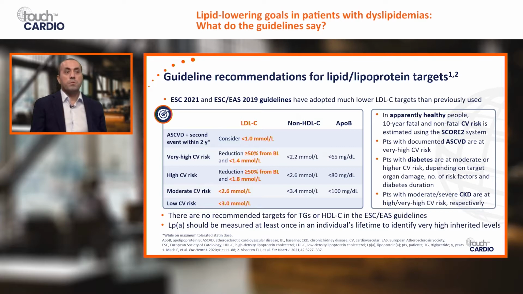We should also mention that there are no recommended targets for triglycerides or HDL-C in the ESC/EAS guidelines, and that Lp(a) should be measured at least once in an individual's lifetime to identify those with a very high inherited risk and levels.